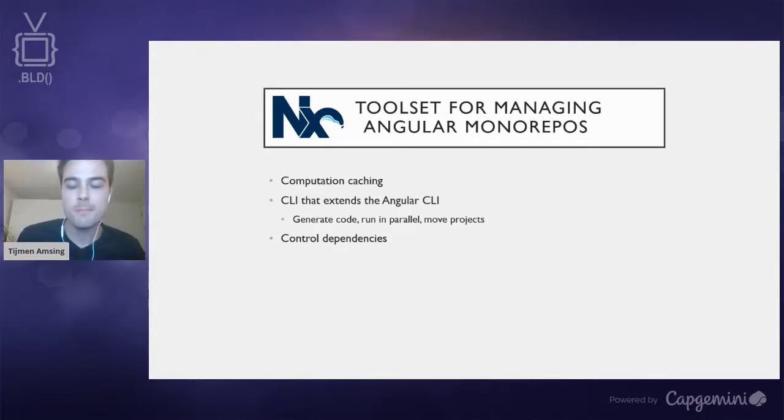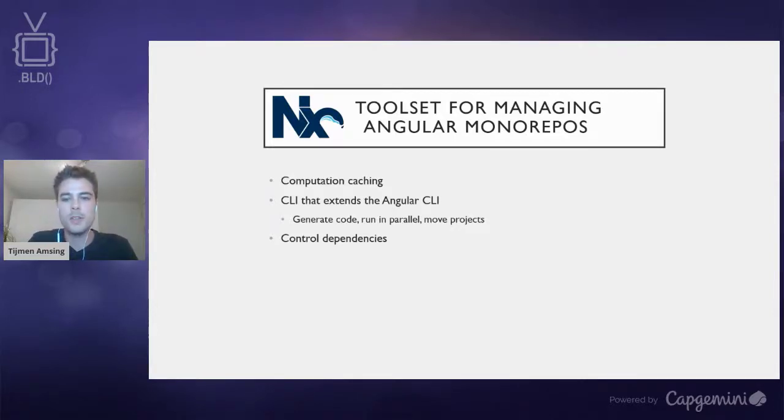But it doesn't stop there. Nx also brings computation caching. Nx stores the result of your build, the test, and the lint when you run a command, and it determines if it has been computed before. And if so, it returns the cached result rather than executing it again. It also comes with a CLI that adds more useful commands to the default Angular CLI, such as running commands in parallel. And with Nx, you can add lint rules that impose constraints on which projects depend on each other, which may be useful to make sure developers follow conventions.